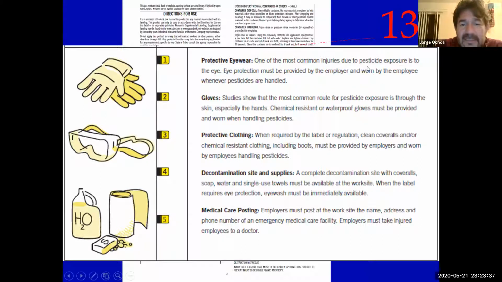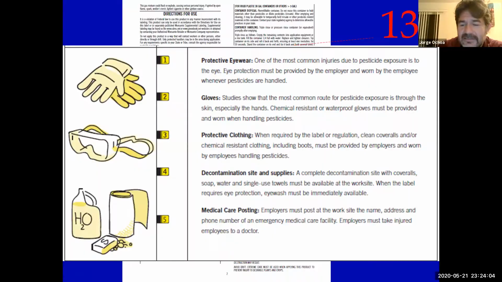And then medical care posting. If you're going to use this product and something happens, somebody finds you, they should know where to take you in case there is a problem or to save your life. Soap, water, and that will be part of the decontamination area. So an area for you to wash your hands and get the product off.